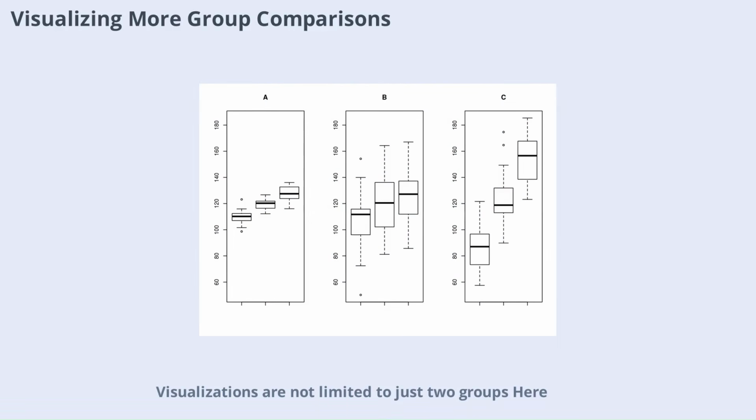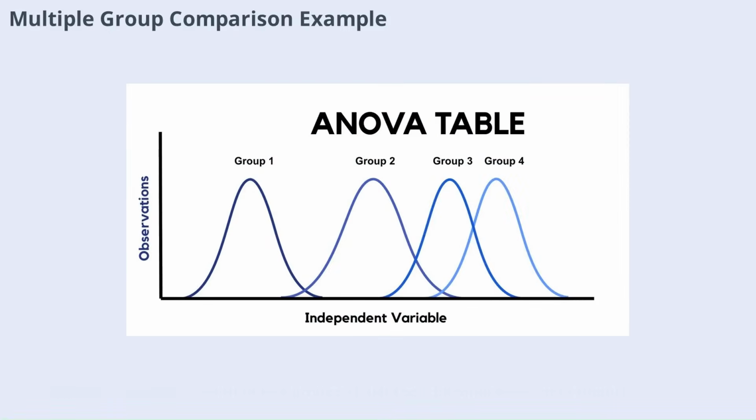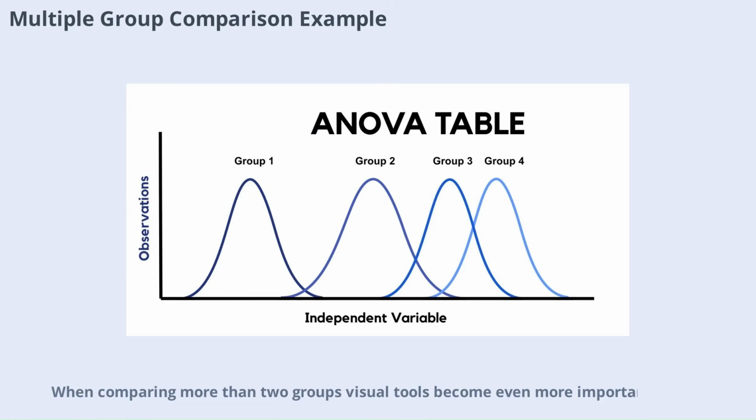Visualizations are not limited to just two groups. Here, you can see how data from multiple groups can be compared using charts and graphs. These visuals make it easier to identify patterns, trends, and outliers, setting the stage for more advanced statistical tests like ANOVA. When comparing more than two groups, visual tools become even more important.